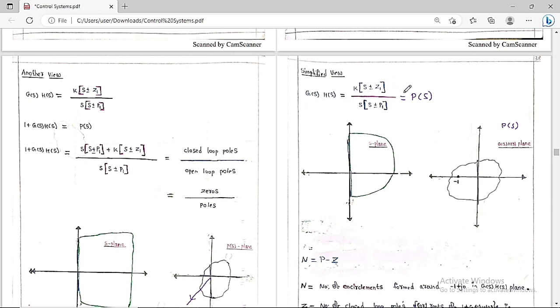I will keep here. Then I will get some real part and imaginary part. And I will plot in this P of S or G of H of S plane. Then I will get some type of curve. So now I want to figure out this curve.